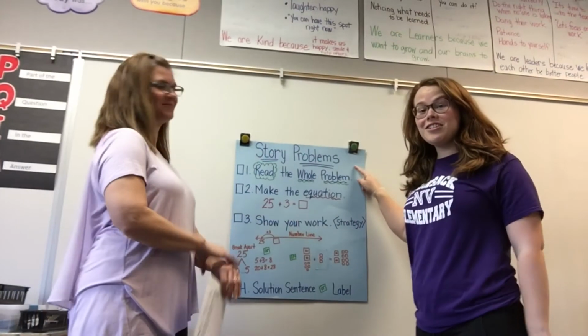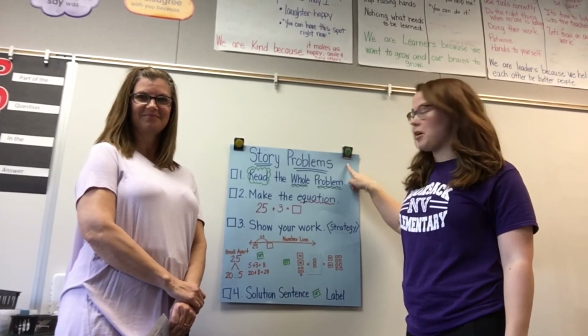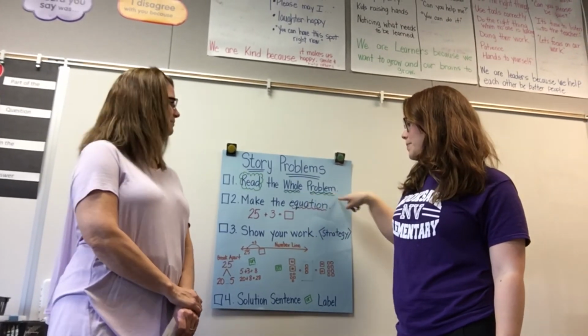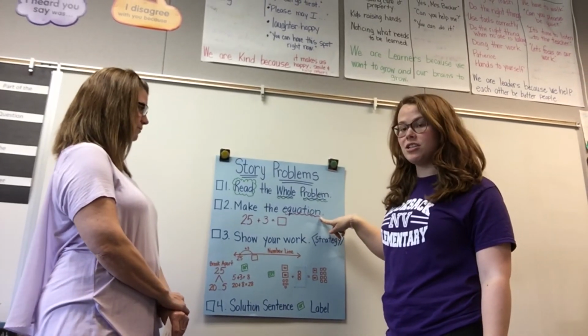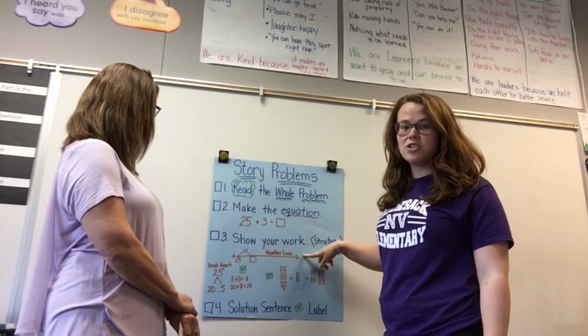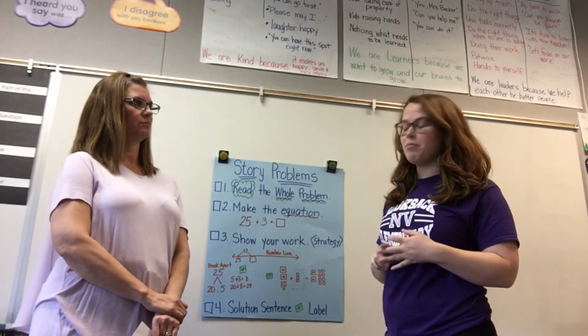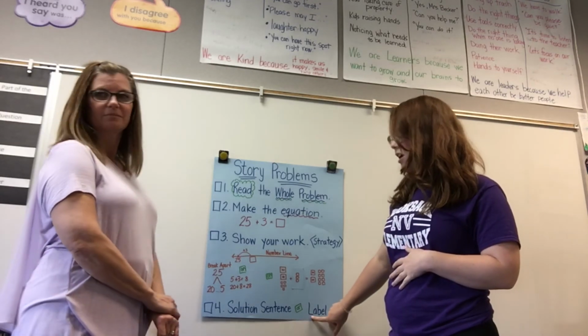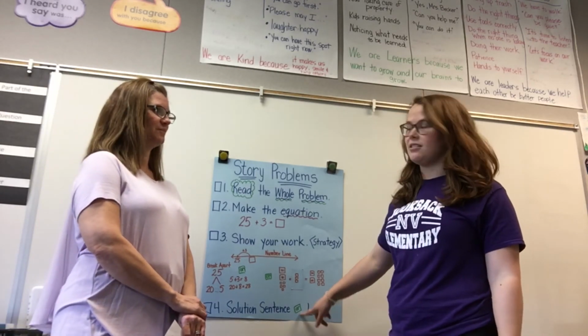So these are our steps to solve our story problems. We read the whole problem, make the equation that matches, show your work using our number line tool and choosing our strategy of jumping by a 10 or making a 10. And we always write our solution sentence at the end.